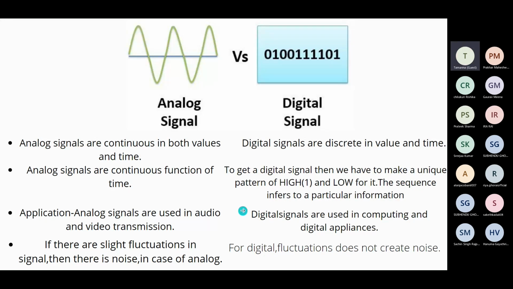An example of a digital signal can be the on and off switch. It's either on, that is high, or off. There's nothing in between. And if we talk in terms of noise, if there's a slight fluctuation in the signal, then noise is created in the case of an analog signal. But for digital, fluctuation does not create any noise. I hope it's clear. Okay.